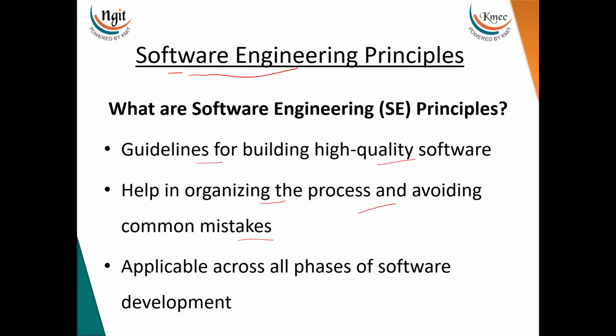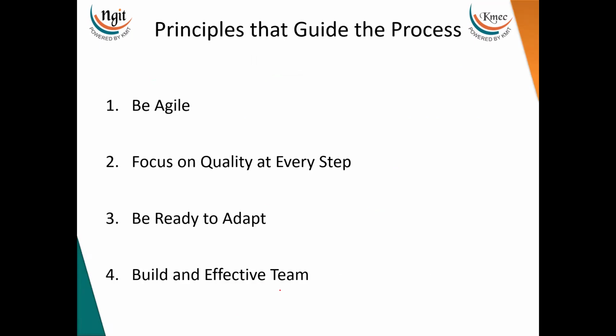Next, the third point is applicable across all phases of software development. We know there are multiple phases in software development, so these principles will be applied at each and every step, in order to get quality out of the entire project. Now let us look at the principles that guide the process. Below you can see a set of core principles which can be applied to the framework and by extension to every software process.